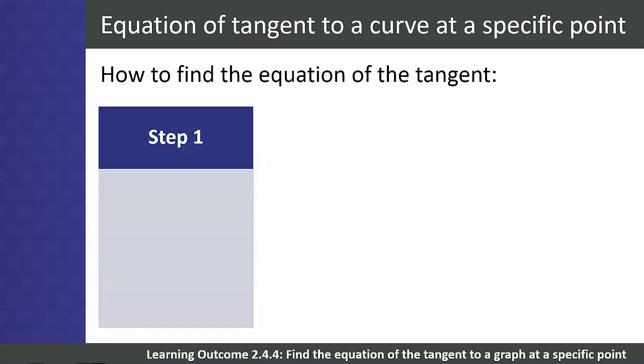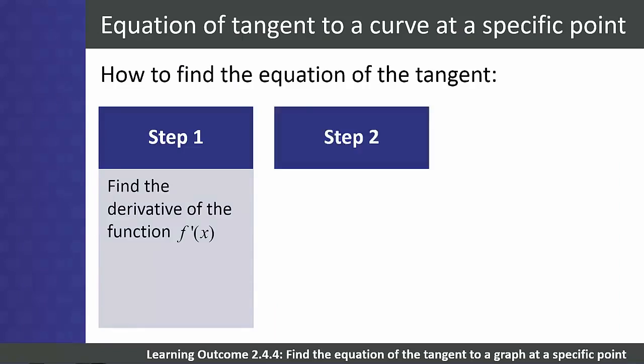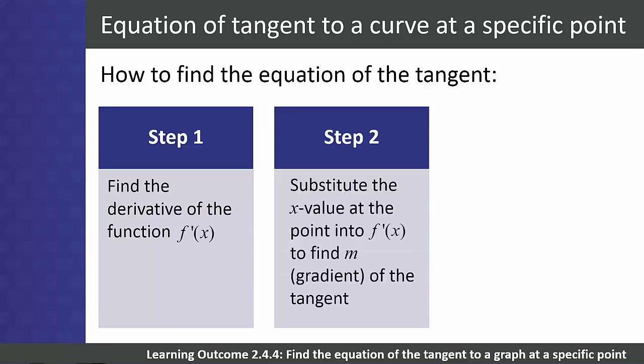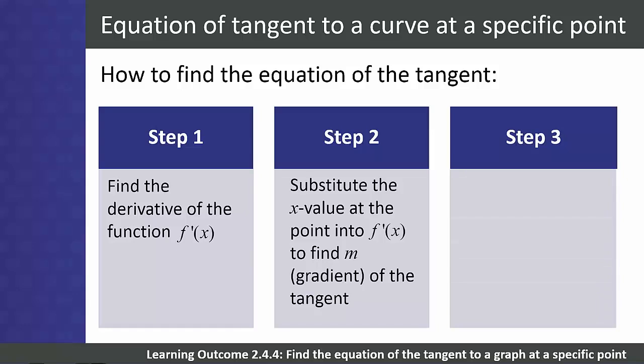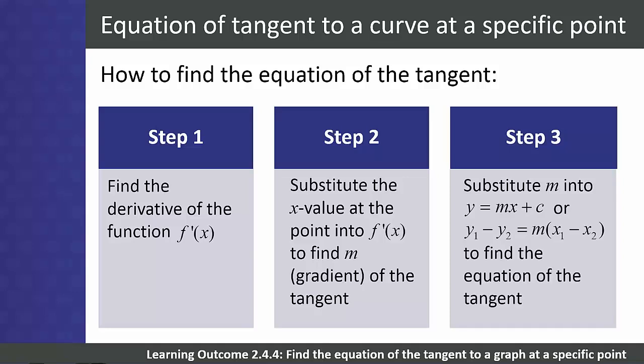Step 1. Find the derivative of the function, f prime x. Step 2. Substitute the x value of our point into this derivative to find the numerical value of m. Step 3. Substitute m and the coordinates of the point into the equation of a straight line, y equals mx plus c, or the gradient point formula, y1 minus y2 equals the gradient multiplied by x1 minus x2, to find the equation of the tangent. This should be a straightforward section for students because of its procedural nature.